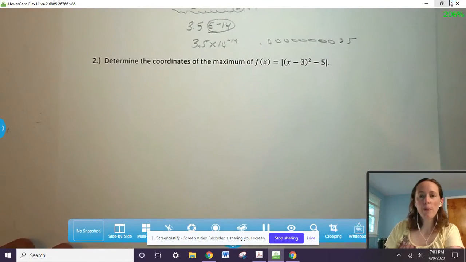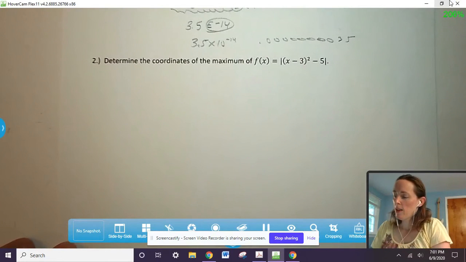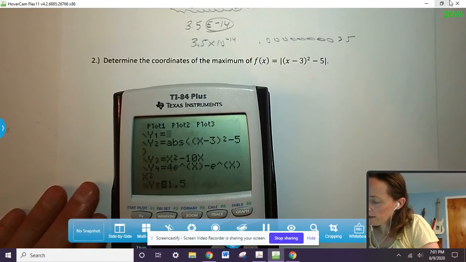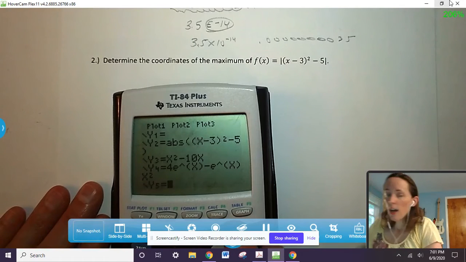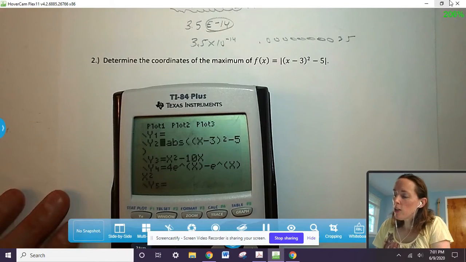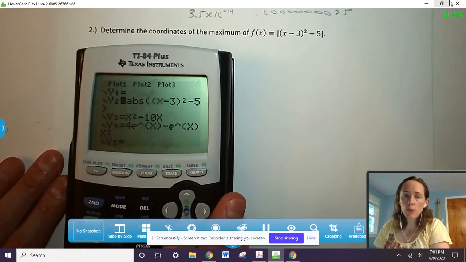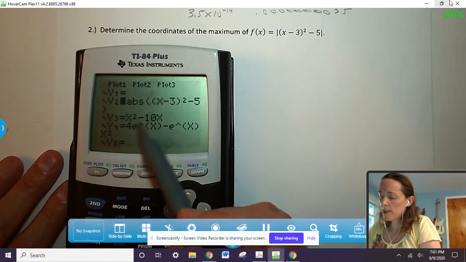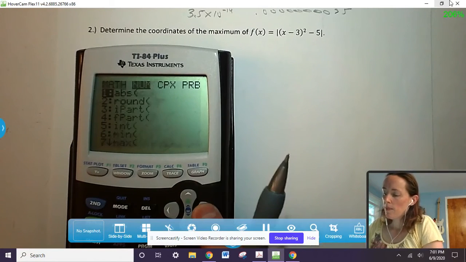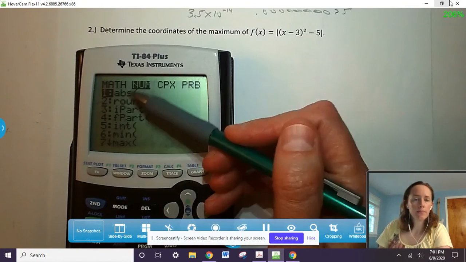Okay, for the next example, we're going to find a maximum as well. So let me go in here. I'm going to clear out that previous graph and that horizontal line that I used. I'm going to select this function right here. If you have a slightly older graphing calculator like the one I'm using, when you go to abs, that's math, you arrow over to num, and you select abs.